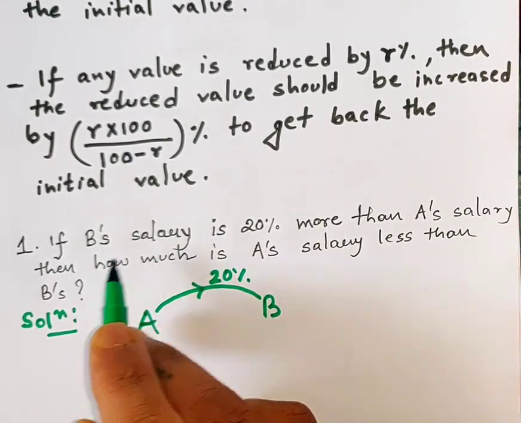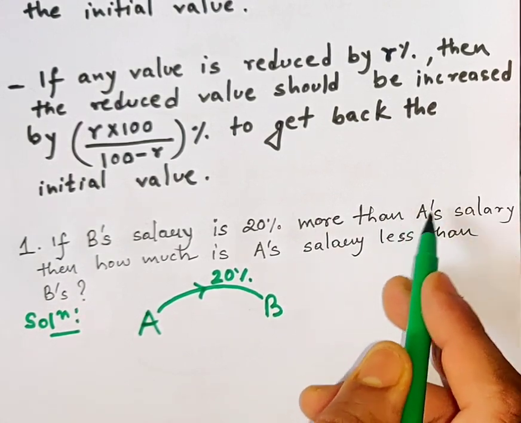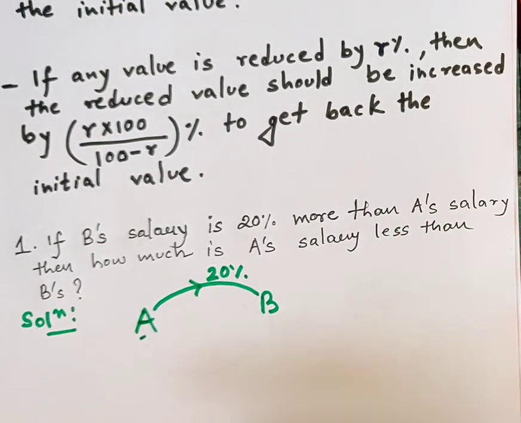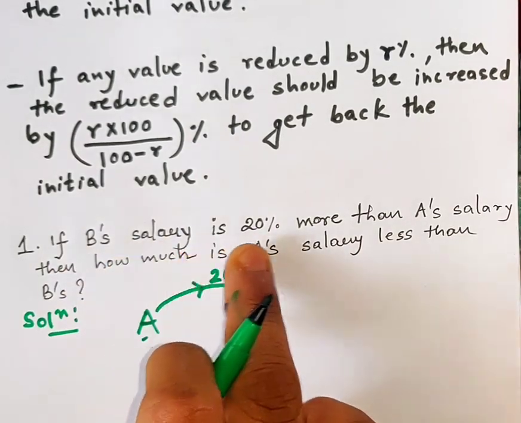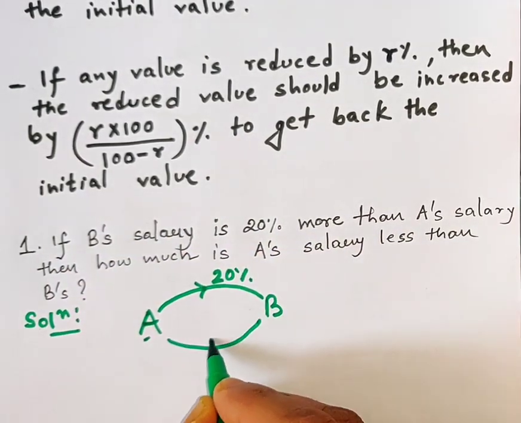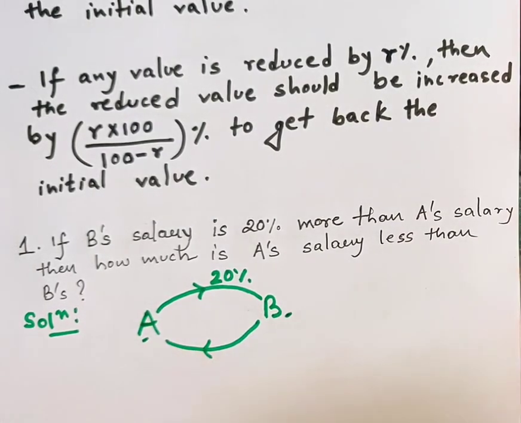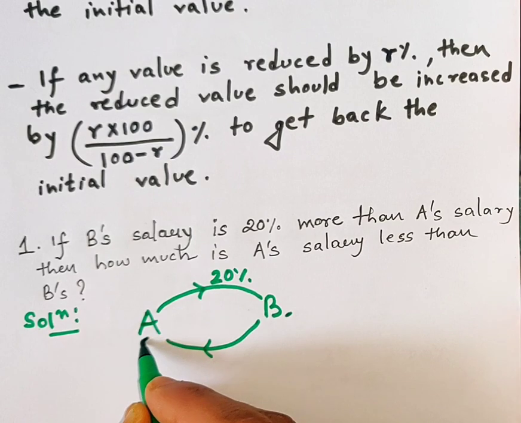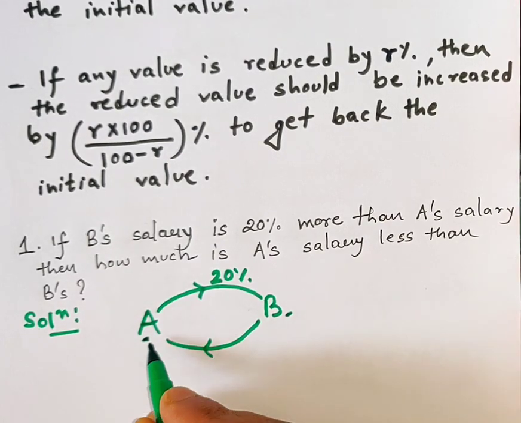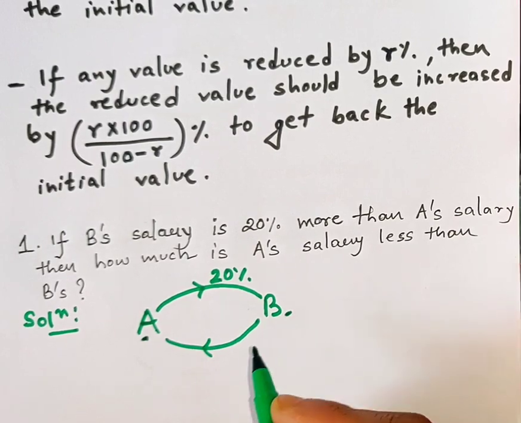So when they say B's salary is 20% more than A's salary, more than A means which is my base? A is my base. Now the question is, how much is A's salary less than B's? So in the question, now the base is B. Initially this 20% was in A. Now they are asking by what percentage A's salary is less than B. So the base is now B.